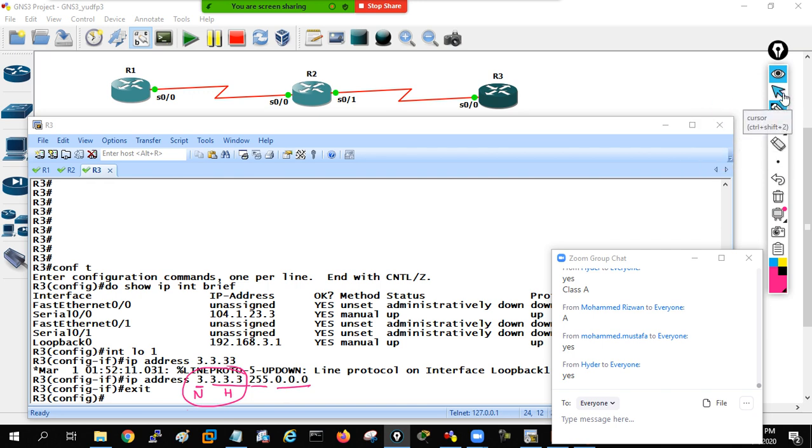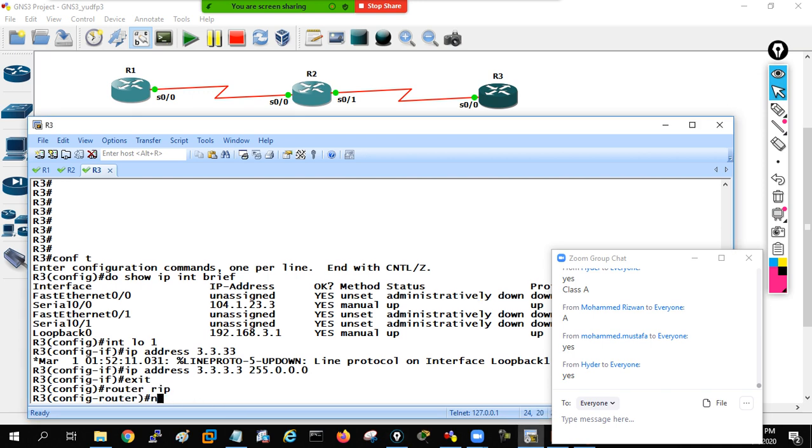So whenever you advertise this, what will happen? Let's see. How to advertise this? Help me out, guys. Router rip, then network. I need to give the network ID. What is the network ID here? I advertise network 3, which means you need to give 3.0.0.0.